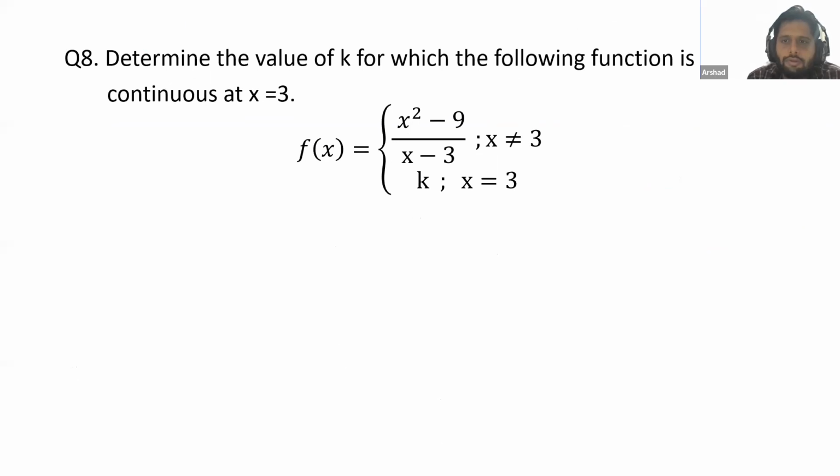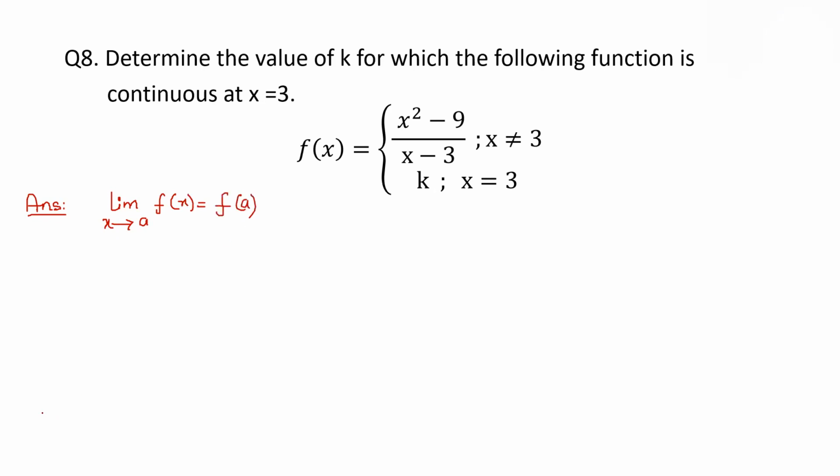Okay. So now the next question is: determine the value of k for which the following function is continuous at x is equal to 3. You need to find the value of k, and it is given that the function is continuous. So who can tell me the condition for continuity? Noma, what is the condition? When we say that the function is continuous, the limit as x tends to a of f(x) is equal to f of a. Very good.